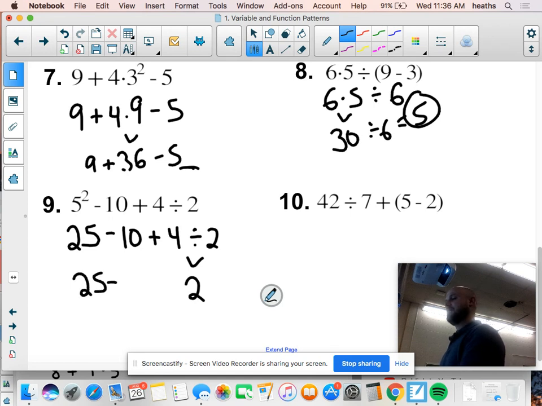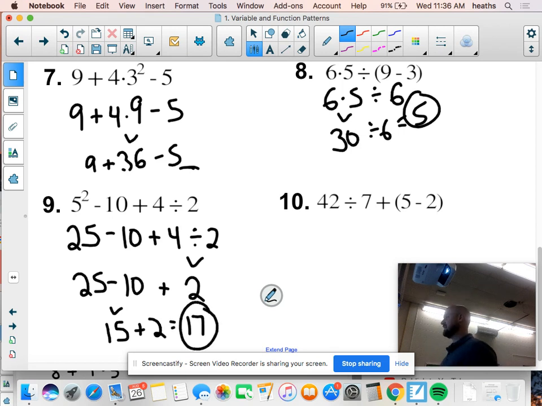Drop the rest of our problem down. 25 minus 10 plus 2. 25 minus 10 is 15. 15 plus 2 is a final answer of 17.